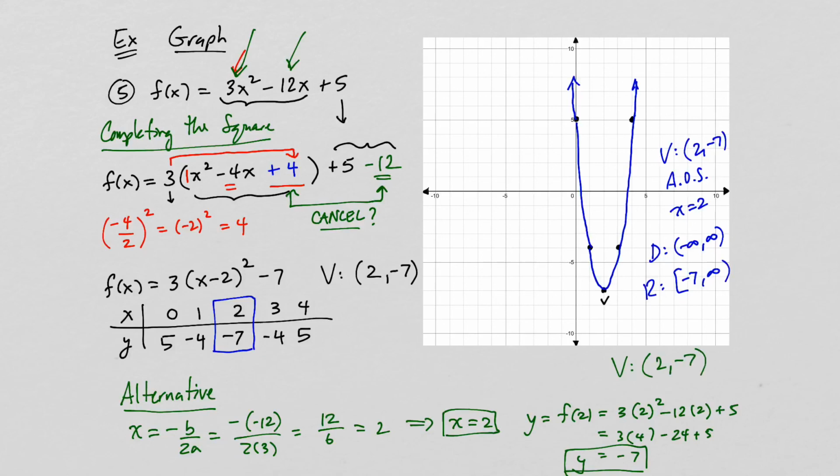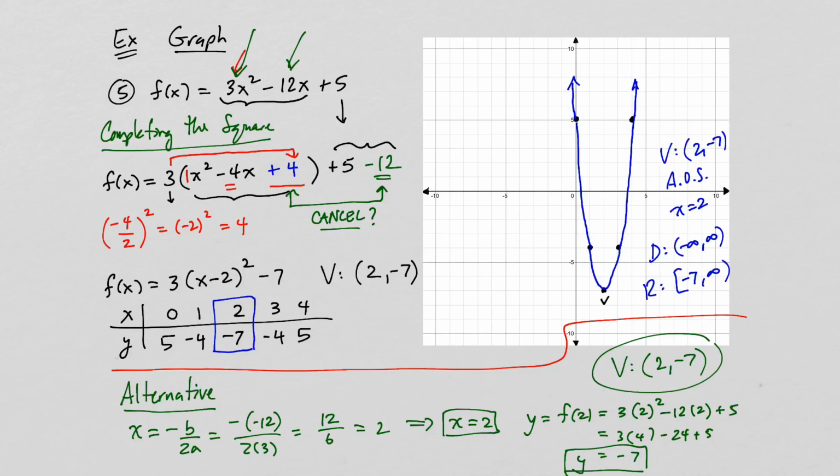And so again, this is just another method. And frankly, it's an easier method, don't you think, for finding the vertex. So when they ask you to complete the square, unfortunately, you are going to have to complete the square. But if you're given the option, you can use this alternative. All right, so that concludes this one.